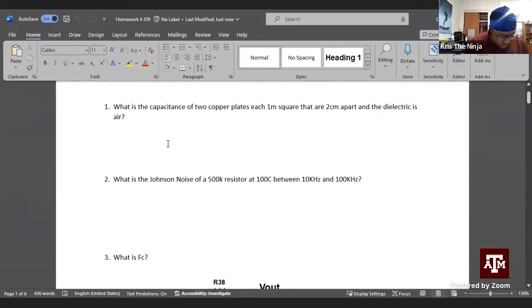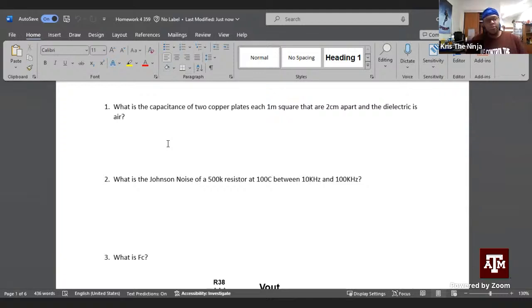So the first question: what is the capacitance between two copper plates, each 1 meter square, that are 2 centimeters apart? The dielectric is air. To solve this one, the first thing we've got to do is go back to the capacitance equation.